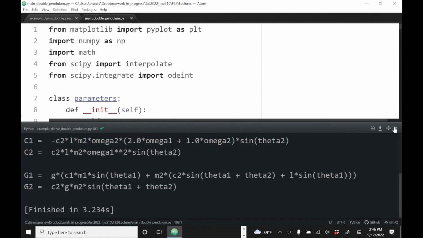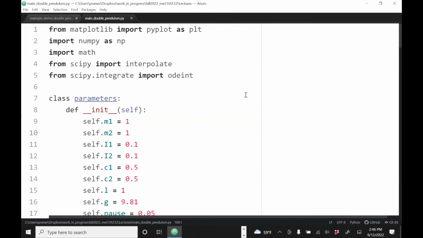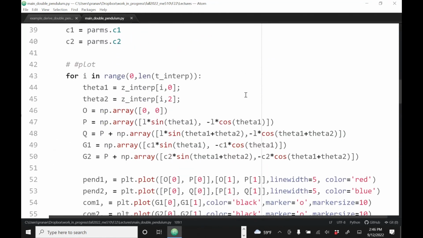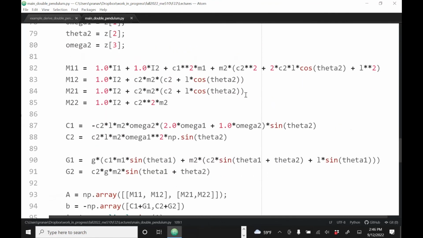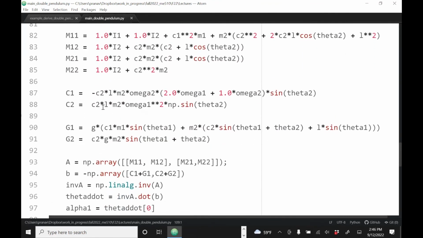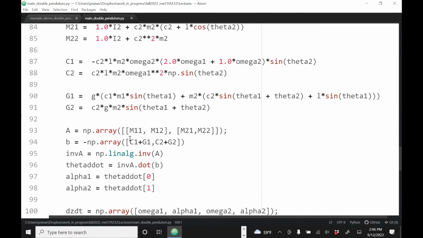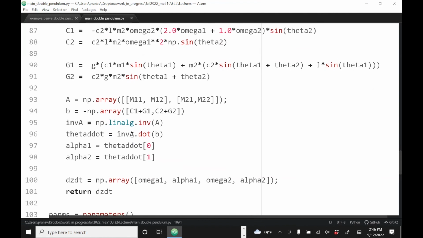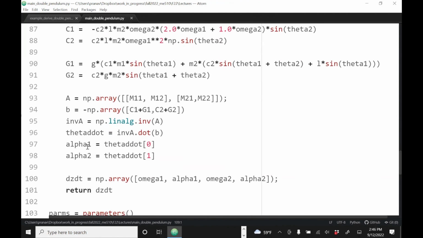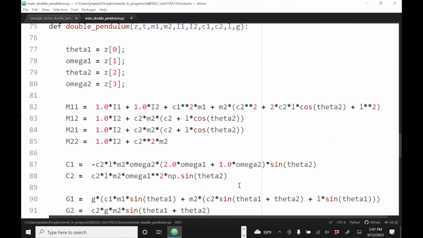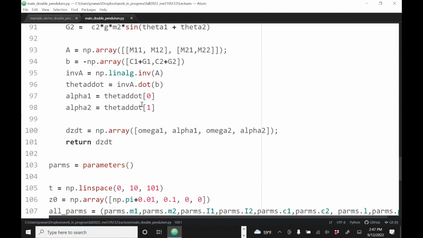This code is pretty long too. So I pretty much copy pasted that code right here: M1, C1, G. I got A. B is C1 plus G1, actually the negative of that. And then I do A inverse times B, and that gives me theta1 double dot, theta2 double dot. Then I need to pack that as the state: angular velocity and angular acceleration for two links. And that's what is returned. So this is my right-hand side.